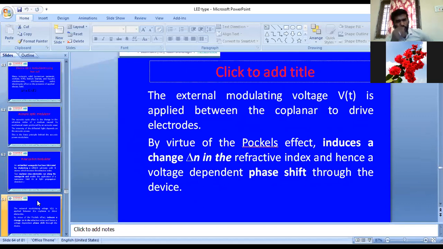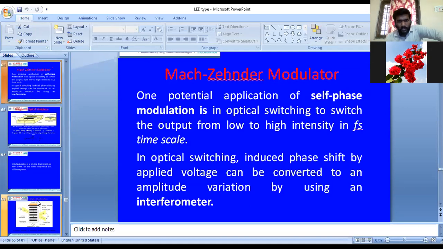Yeah, you see this Pockels effect. The external modulating voltage Vt is applied between the coplanar drive electrodes. By virtue of the Pockels effect, which induces the change in refractive index, the voltage dependence will give the phase shift through the device. The phase shift is to be observed.